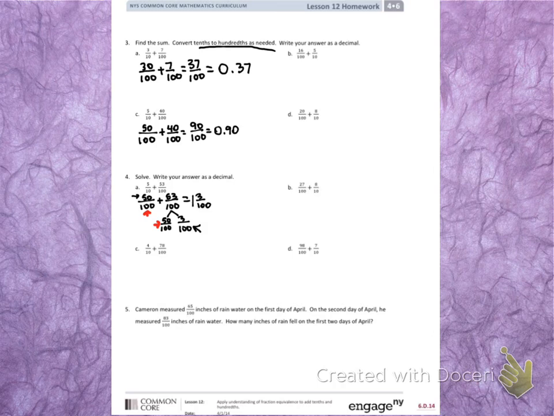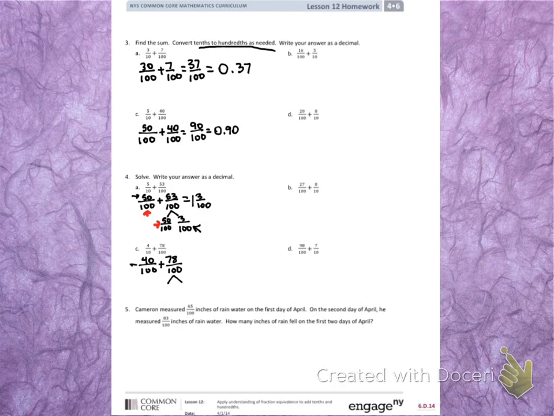I'm going to do letter C, just to make sure that this is all making sense. 4 tenths, that is 40 hundredths. I'm going to add that with 78 hundredths. Well, 40 added with 78 is going to be greater than 100. So I'm going to go ahead and break down my 78 hundredths.